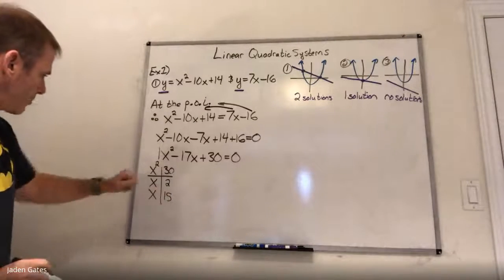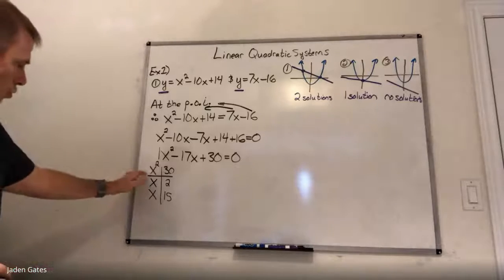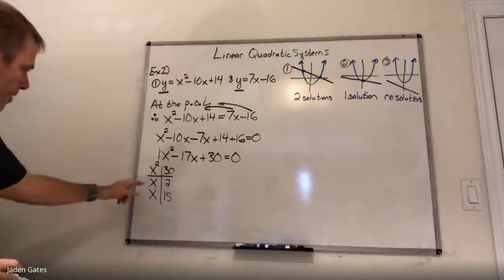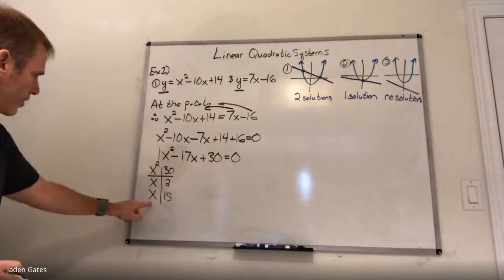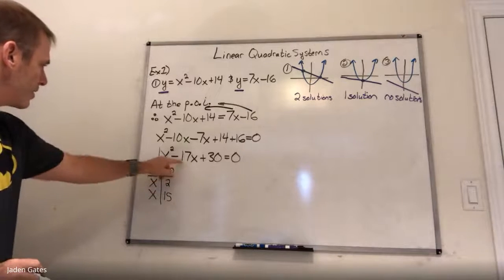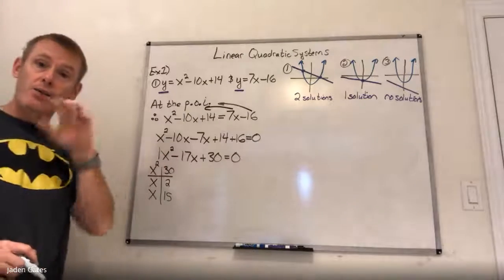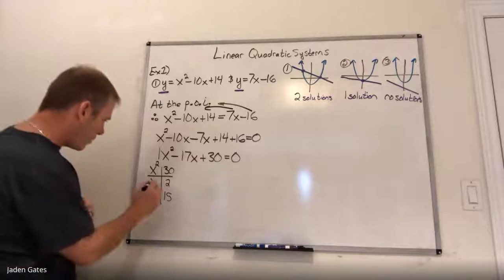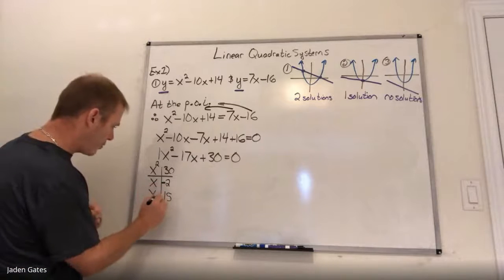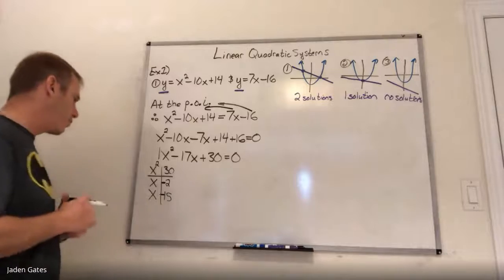Let's see here. So 2 times 15 gives me 30. Now doing the cross multiplying and then adding those terms up, I get 15x plus 2x, which is 17x. I need a minus 17x. So I'm pretty close here because I got the right number, wrong sign. But watch this. I'm going to make this a -2 and this a -2.